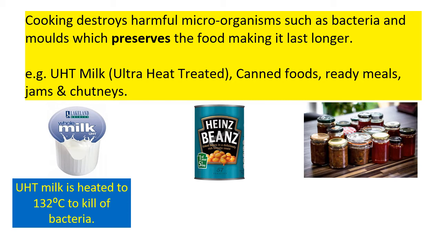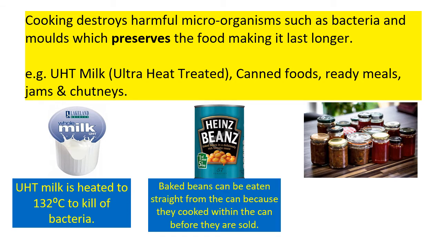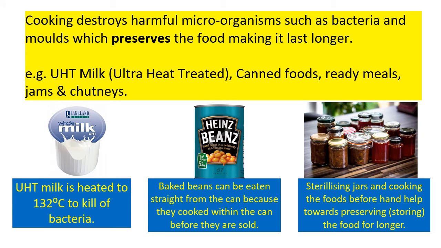So where you would have fresh milk, which is usually pasteurized, you've got about 2 days to a week to drink that, but UHT can last for months, just because of the process it's gone through to kill off that bacteria. Same with beans. They've already been cooked within the can, so they can be eaten from the can should you so wish. And also with sterilizing jars, cooking foods beforehand helps to preserve and store food for longer with jams and chutneys, hence why they're able to be stored at an ambient temperature, room temperature of 21 degrees for months.